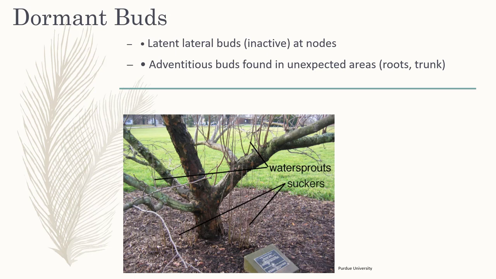bud out. Water sprouts are usually upright, developing from dormant buds on the trunk or the large branches of the tree. And in many cases, it's because you've over pruned a tree, or it could be a large amount of stress. And suckers are similar to water sprouts, it's just that they originate from the roots or the trunk below the graft union.